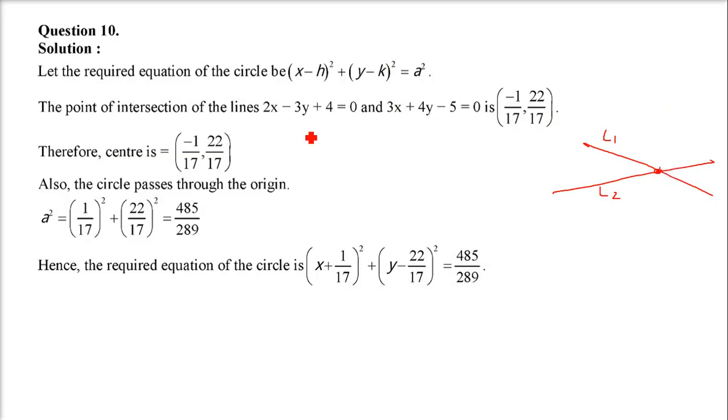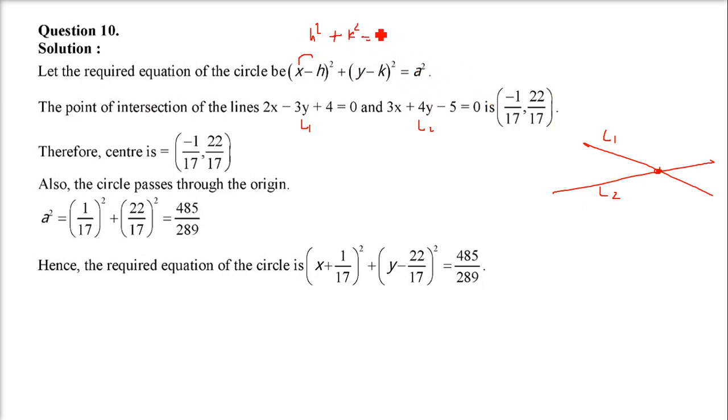I hope you will be able to find it out. This is the first line, this is the second line. The intersection point will be this one, minus 1 by 17 and 22 by 17. What is our equation? (x minus h) whole square plus (y minus k) whole square equals a square. But it passes through the origin also, so you just have to put x as 0. So 0 minus h whole square, that is h square, plus 0 minus k whole square, that is k square, equals a square, that is r square.